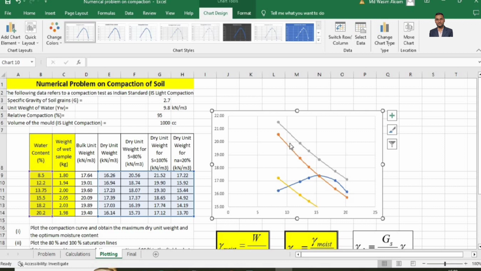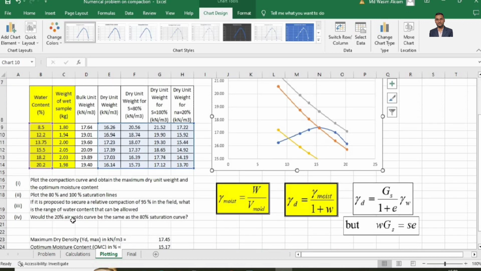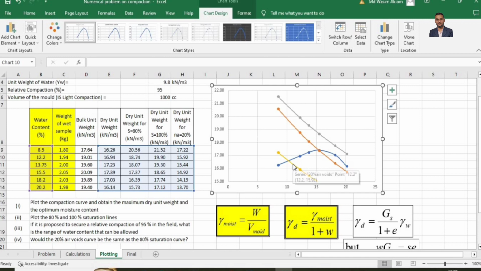So from this graph it is clear that it is not equal to the 80% saturation line. The last question was, would the 20% air void curve be the same as the 80% saturation curve? No, it will not be equal. So it's very clear that the 80% saturation line is not equal to the 20% air void curve. So we have plotted all the curves as required in the question: compaction curve, 80% saturation curve, 100% saturation curve, and 20% air void density curve.